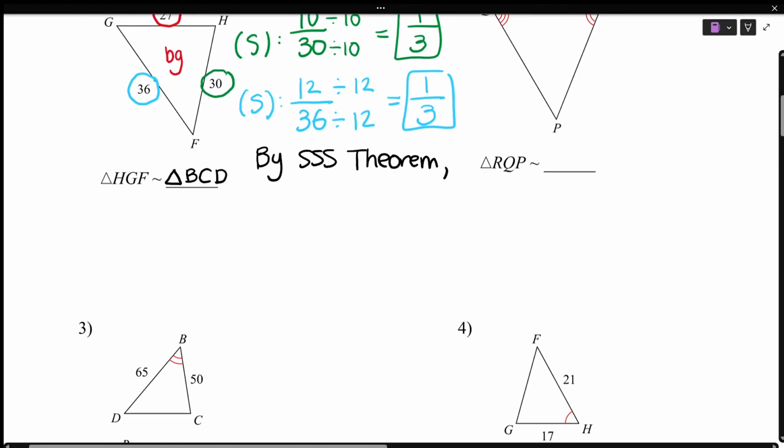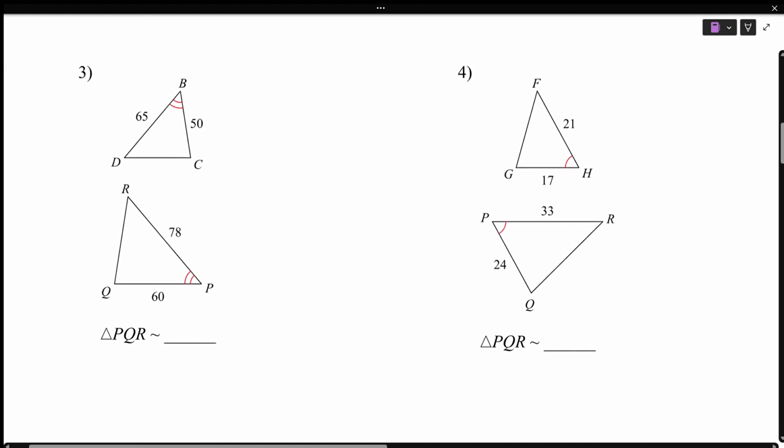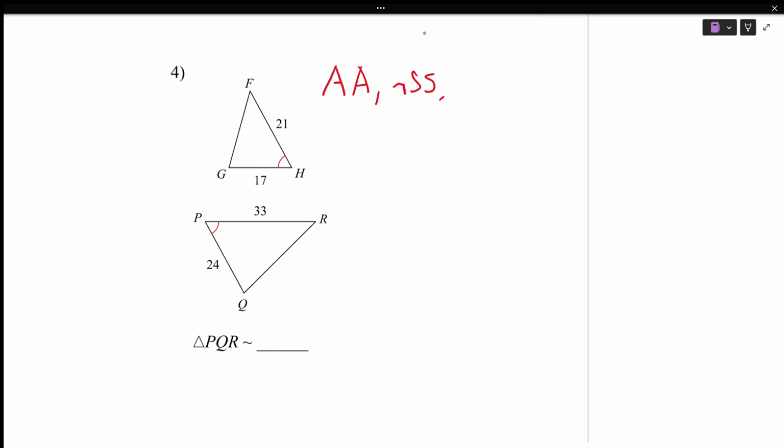Let's try number 4. So here, again, I'm asking myself the same questions. Is this going to be AA, SSS, or SAS?